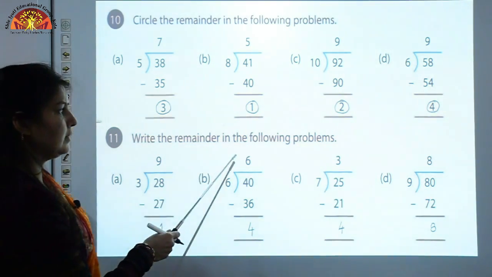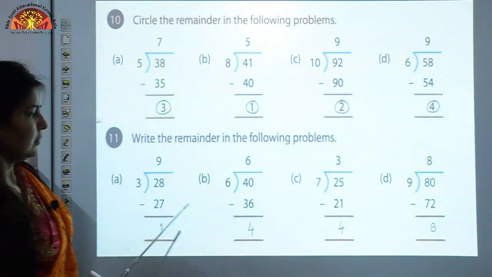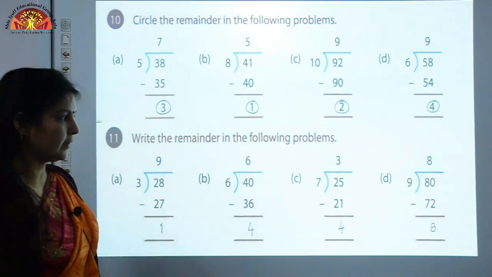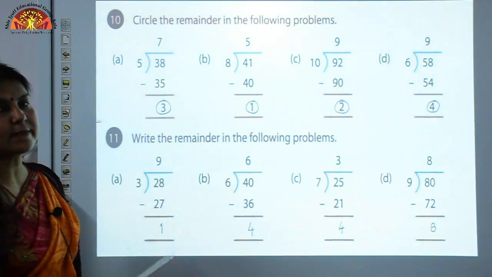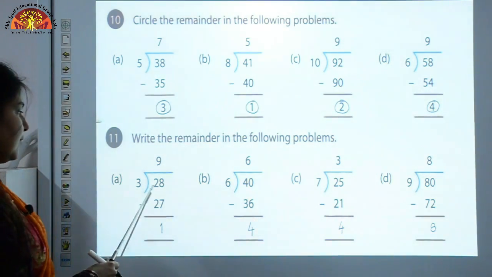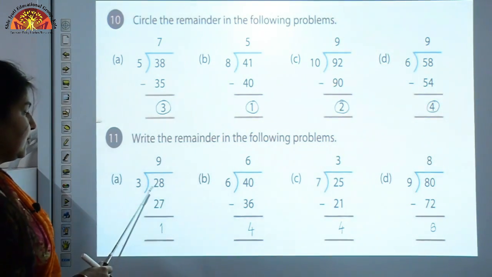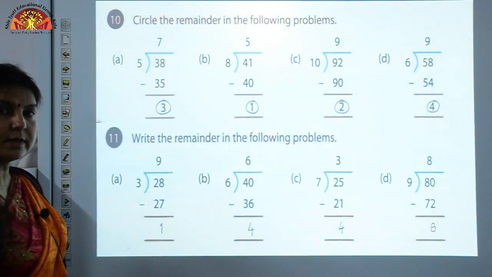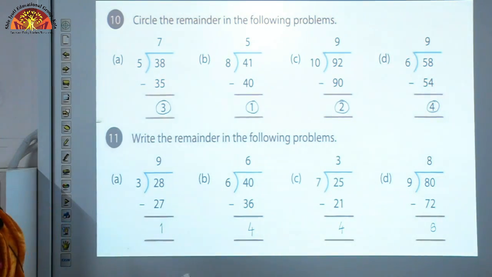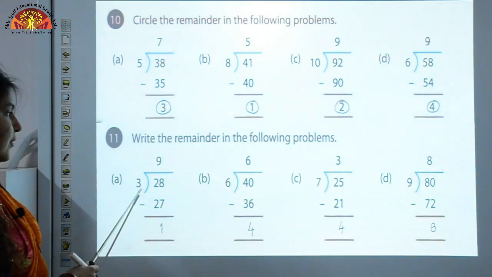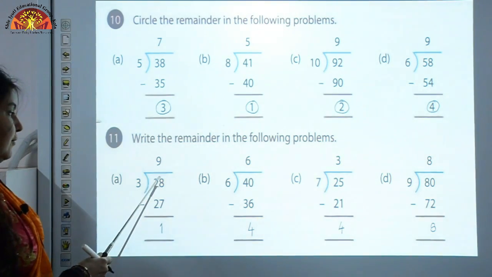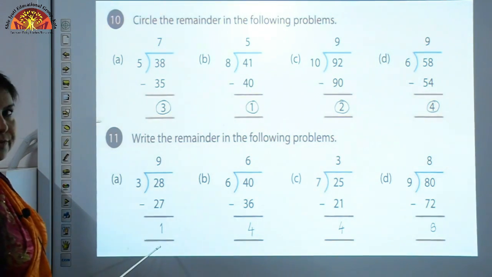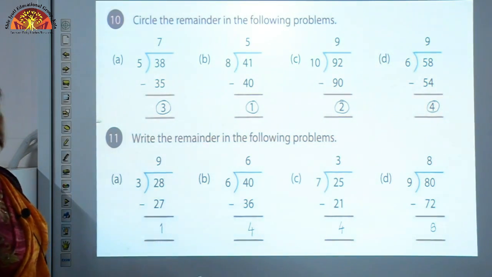Now question number 11. Write the remainder in the following problems. Here you have to find out the remainder. The sum is solved already. So what will you do? You will subtract. So 28 divided by 3. 28 will not come in the table of 3. So we will find the smaller number than 28. This is 27. It will come 9 times. When we subtract 27 from 28, we will get 1. So this 1 is the remainder.